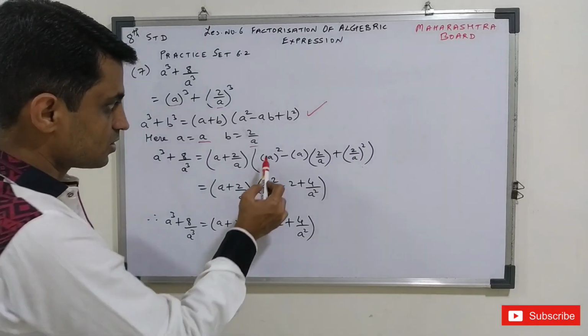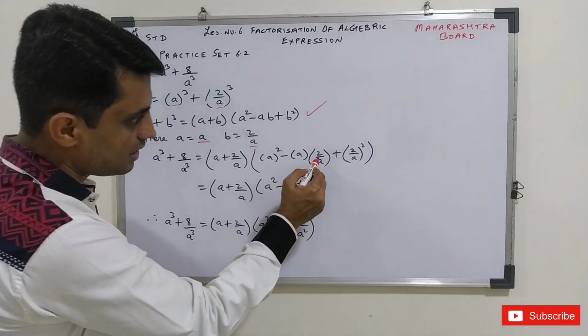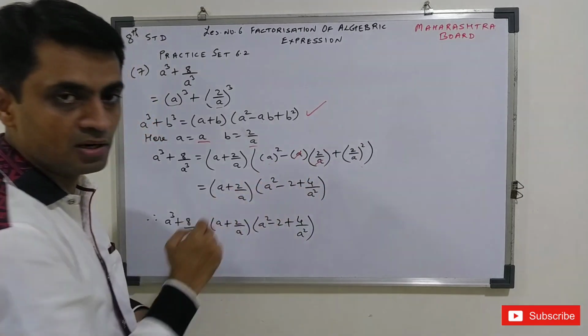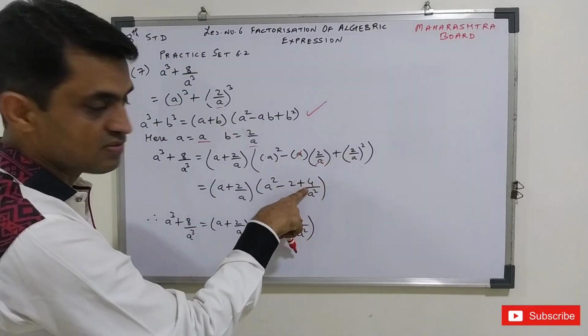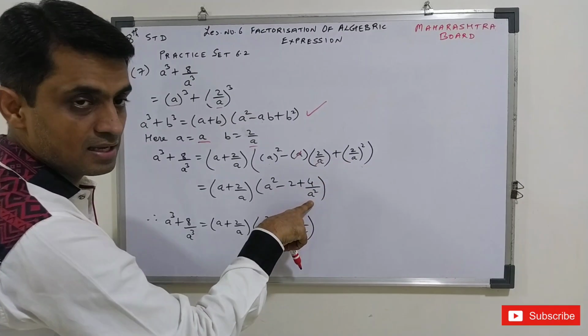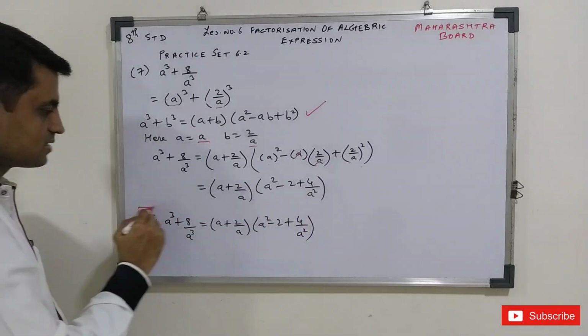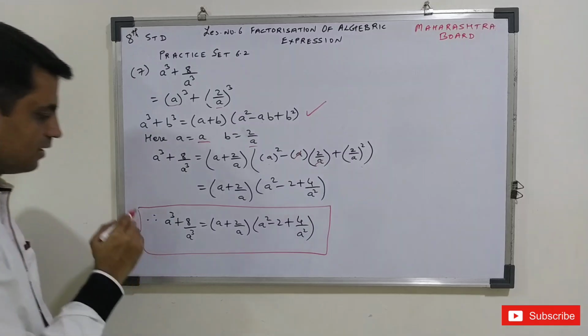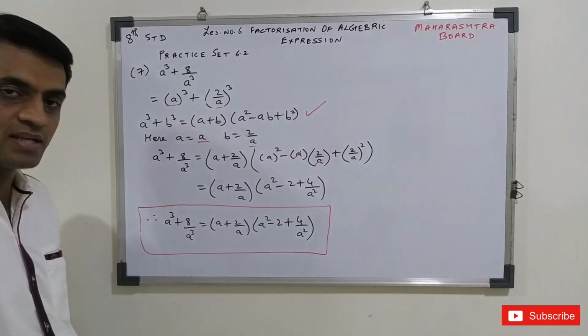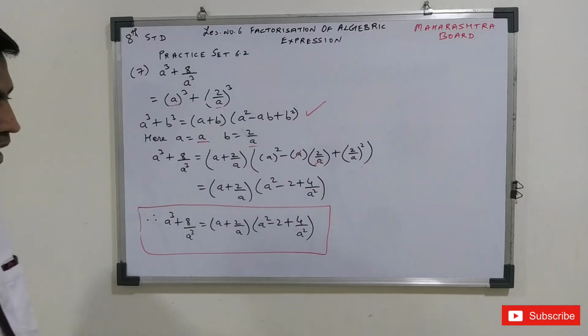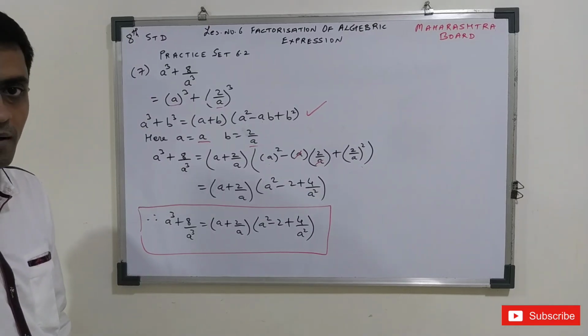Okay. So this will become a square minus this a, and a will get cancelled because of multiplication. So what will be left? Minus 2, plus 2 ka square is 4, a ka square is a square. And this is your final answer now. What is the final answer? Therefore a cube plus 8 upon a cube is equal to a plus 2 upon a, square minus 2 plus 4 upon a square.